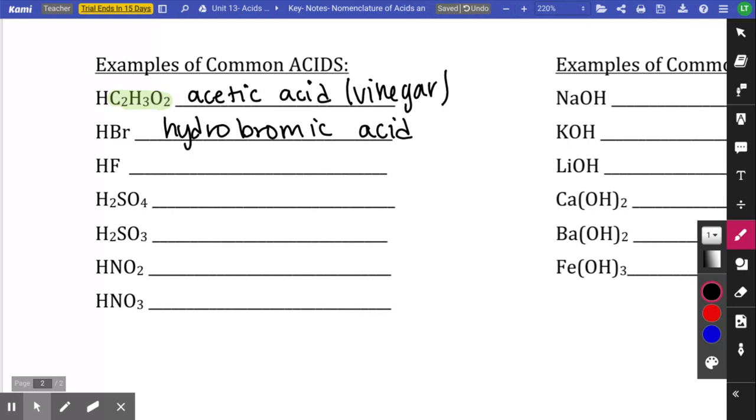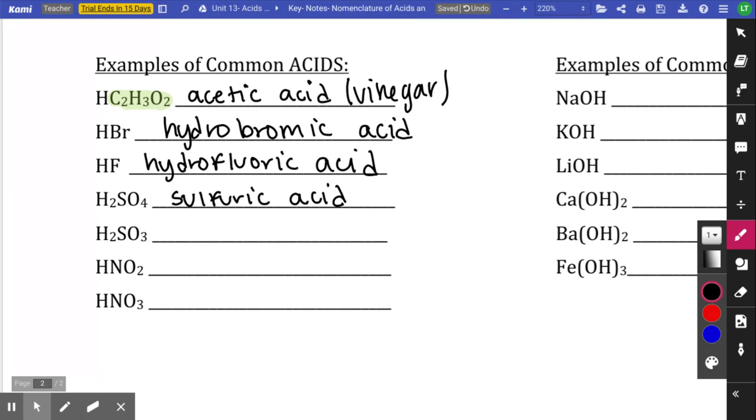Then we have HF, also binary. So once again, hydrofluoric acid here. And we have H2SO4, it's ternary. SO4 is sulfate, so ate becomes ic, so this is sulfuric acid.